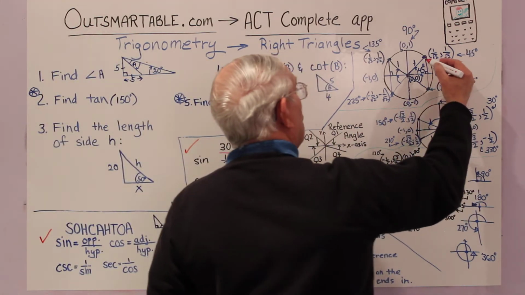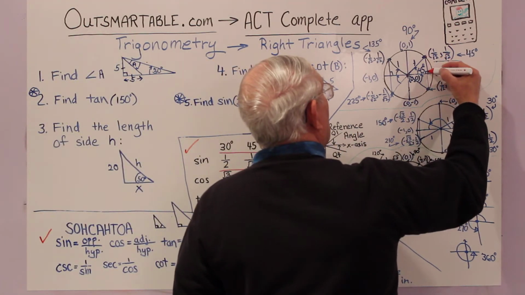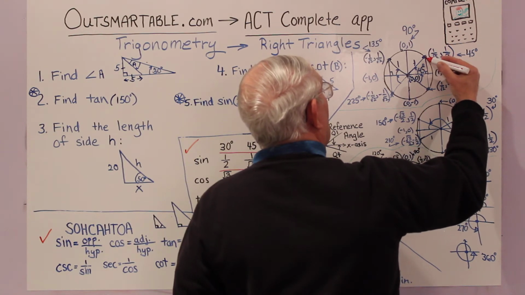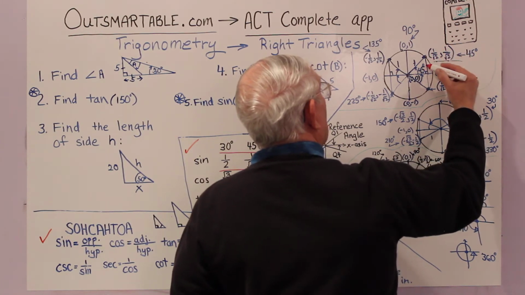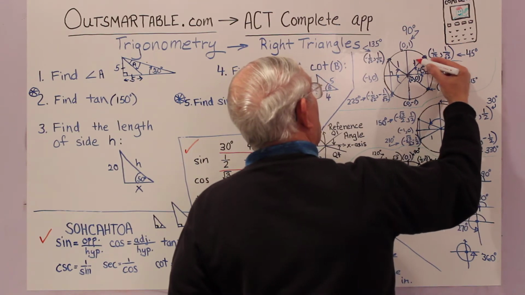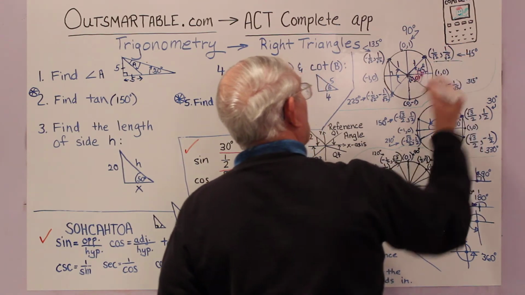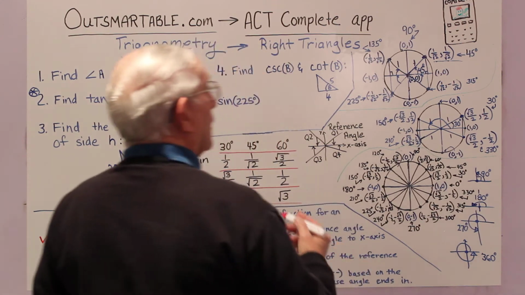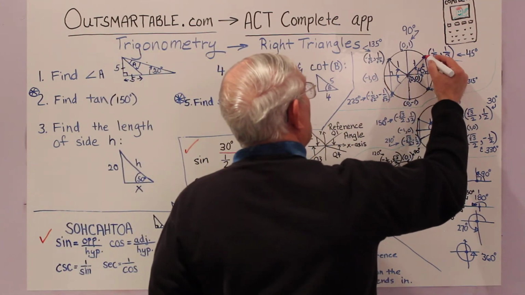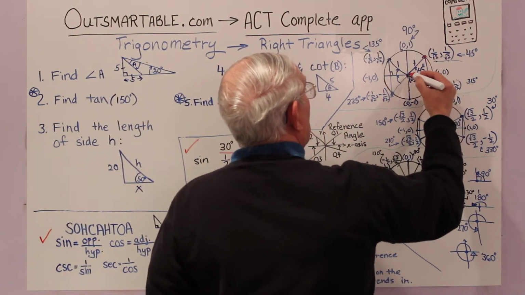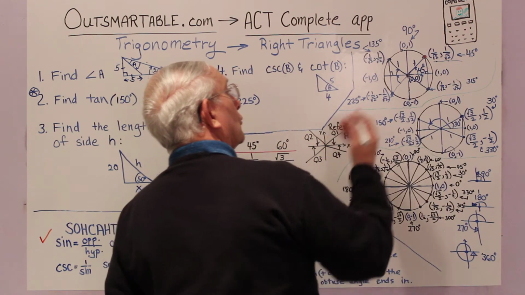Same thing with the sine. The distance in the y direction of this right triangle has to be 1 over the square root of 2, because this side divided by the hypotenuse has to be equal to 1 over the square root of 2. So we have the coordinates of this point right here, where the 45 degree angle intersects the circle.